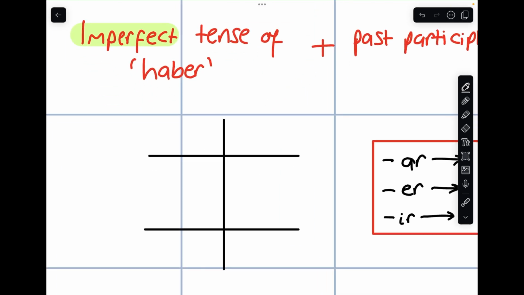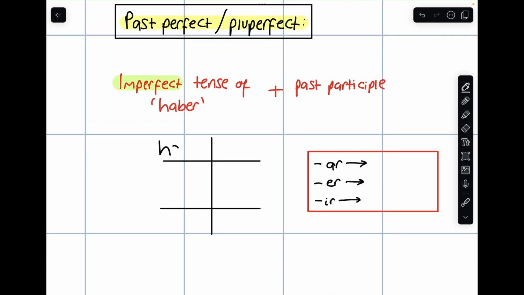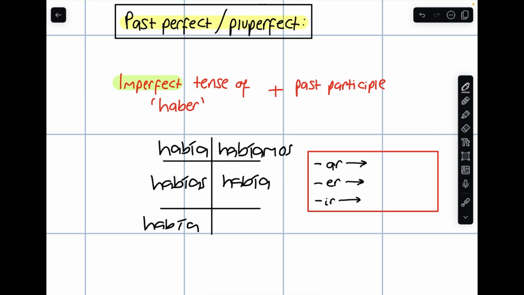Now the imperfect tense of haber looks like this. Había, habías, había, habíamos, habíais, habían. So we take the correct part of haber in the imperfect and add on the past participle.